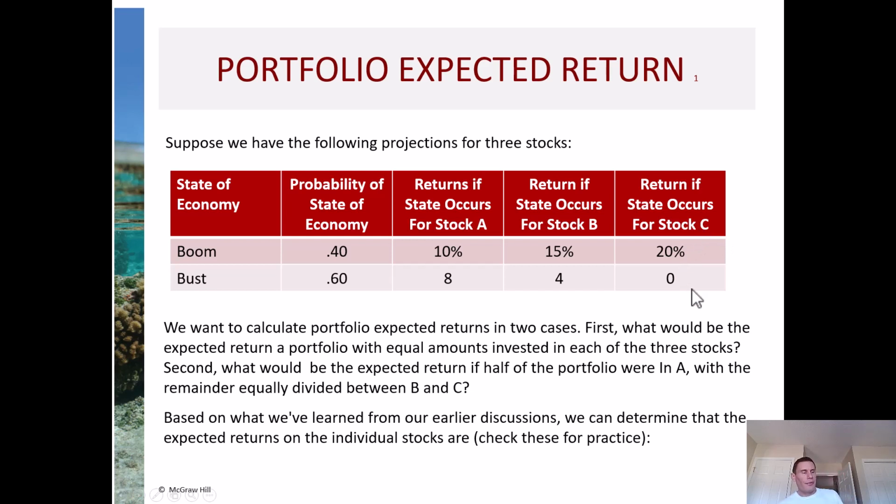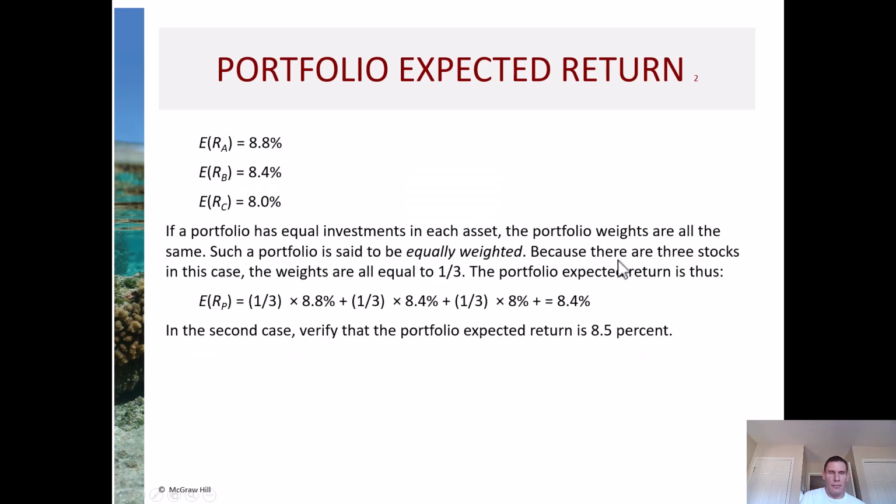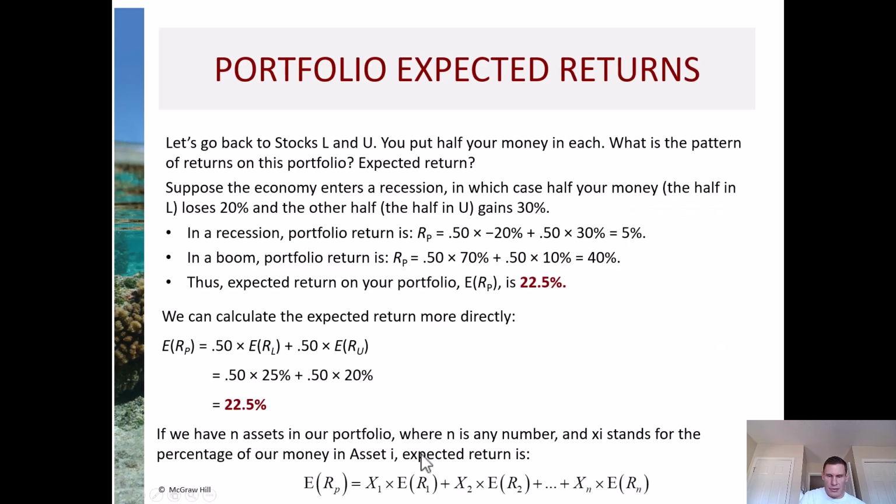We want to calculate the portfolio expected returns in two cases. First, what would be the expected return with a portfolio with equal amounts invested in each of the three stocks? Secondly, what would be the expected return if half of the portfolio were in A, with the remainder equally divided between B and C? Based on what we've learned from our earlier discussions, we can determine that the expected returns on the individual stocks are, let's get to it, 8.8%. The way to do this, just go back and plug the numbers into your formula here.